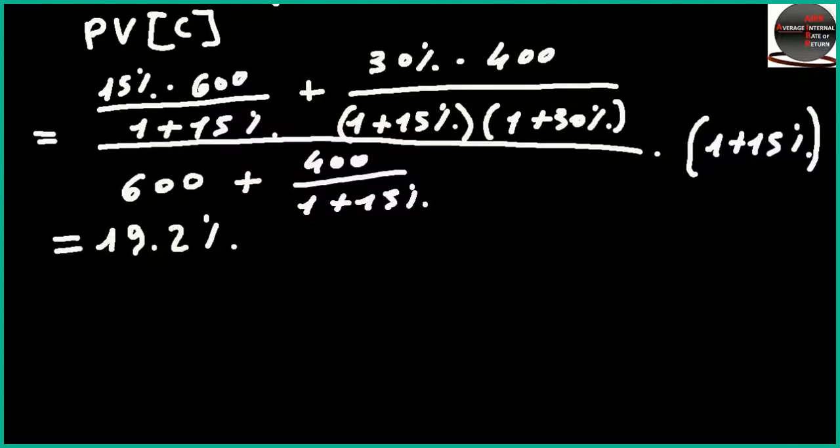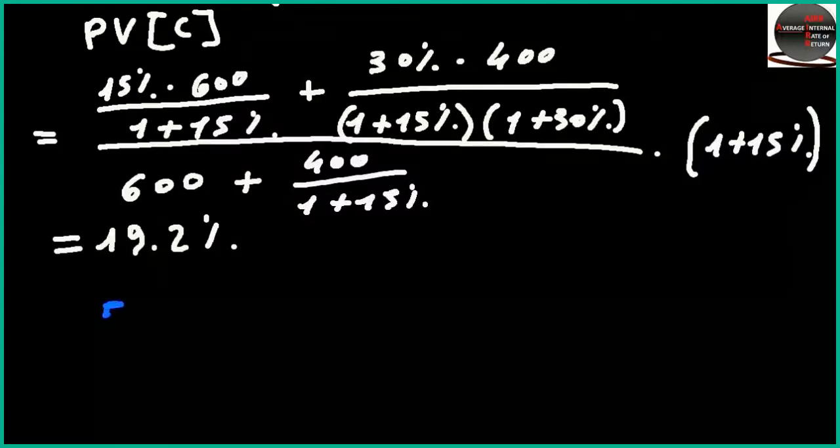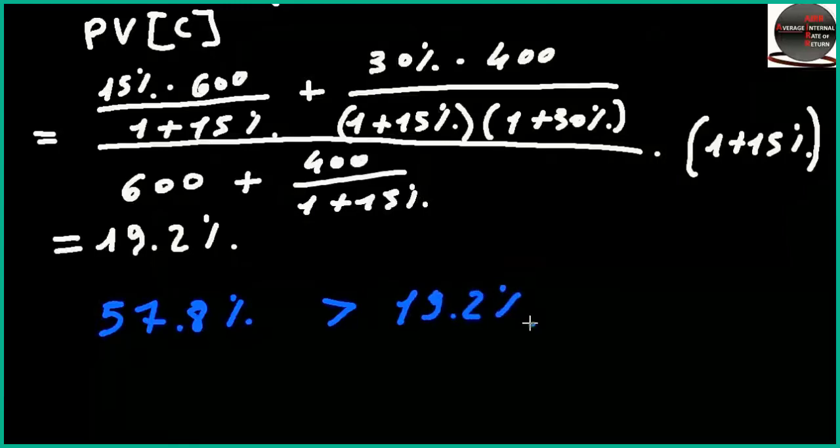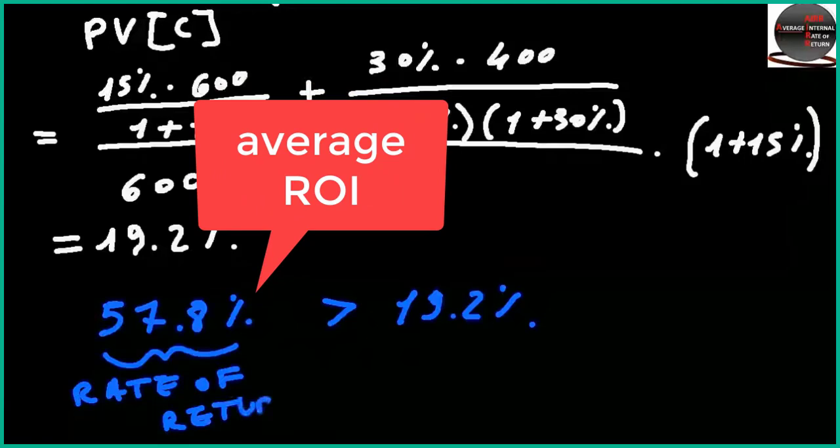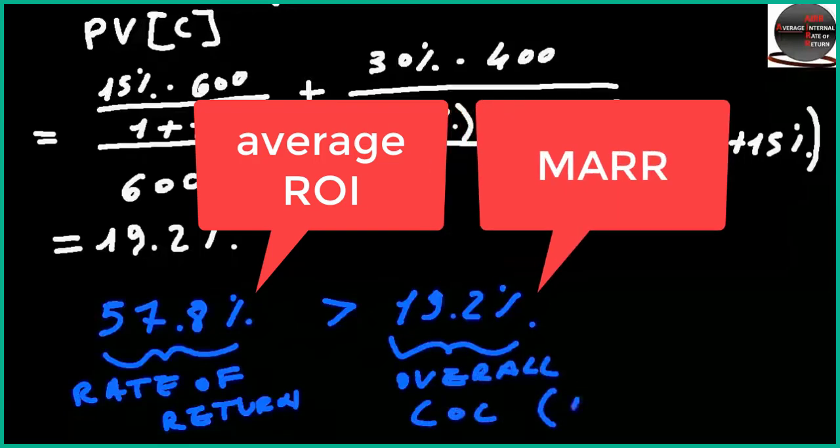In this case, we have 57.8%, which is greater than 19.2%. This is the rate of return on the project, and this is the overall cost of capital. The overall cost of capital, or the minimum attractive rate of return, MARR.